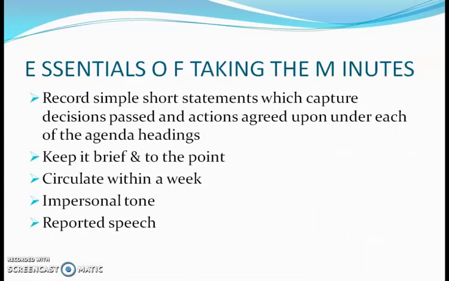What are the essential things that you are supposed to do while taking the minutes? First of all, record simple short statements which capture decisions passed and actions agreed upon for each of the agenda headings. Keep it brief and to the point. You can circulate the minutes within a week. While taking minutes, use an impersonal tone. You can also use reported speech while writing your minutes.